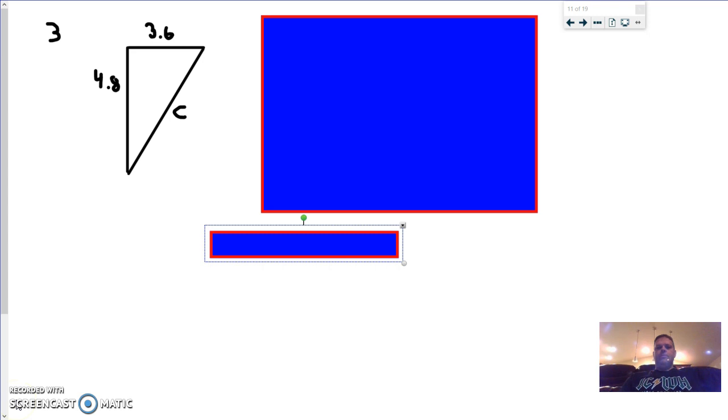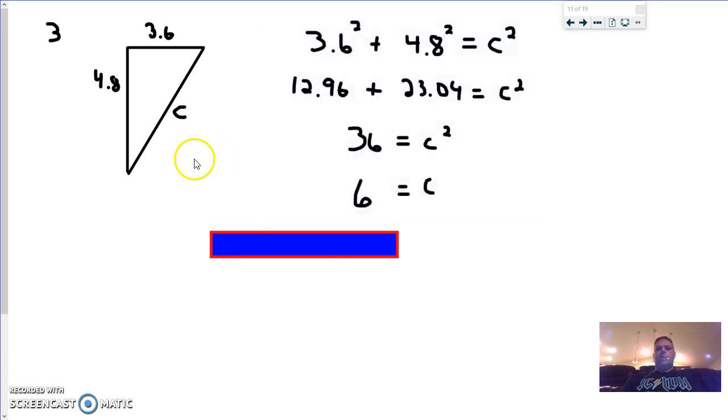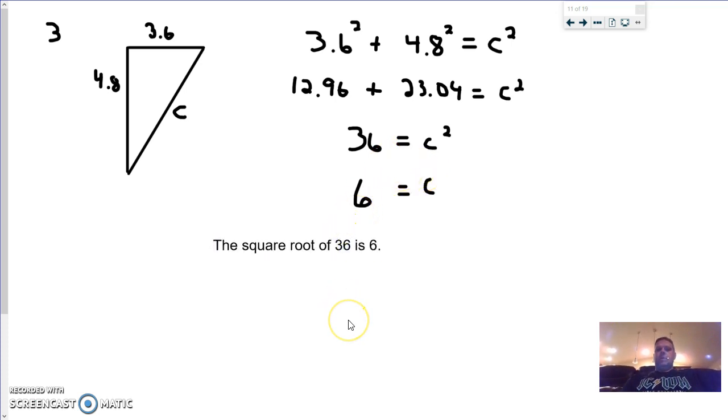You may use calculators. Hopefully you were able to set this up as 3.6 squared plus 4.8 squared equals c squared. We got 12.96 is the square of 3 and 6/10. 23 and 4/100 is the square of 4 and 8/10. That equals c squared. When I add those two numbers together, I get 36. So c squared equals 36, so c equals 6, because the square root of 36 is 6.